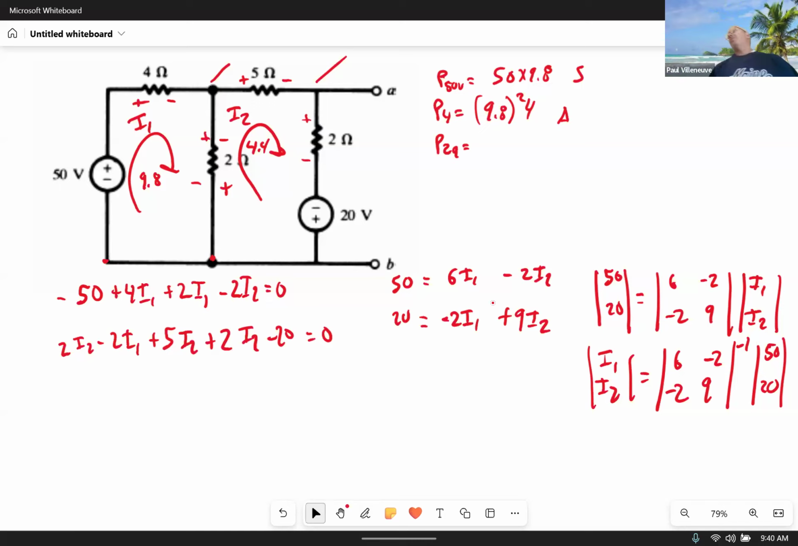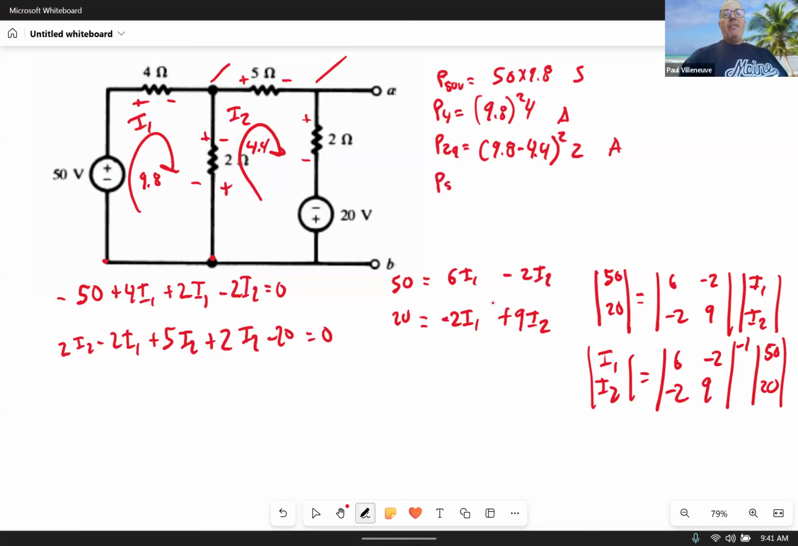Then we'll call this P2A. That's our 2 ohm resistor, our first resistor. So again, that's going to be I squared R. Which do I use, the 9.8 or the 4.4? Technically I use both, right? So it's going to be 9.8 minus 4.4, that quantity squared, times my 2 ohm resistor. And that again is absorbing. It doesn't matter if the current is going in the up or down direction, it's still absorbing power.